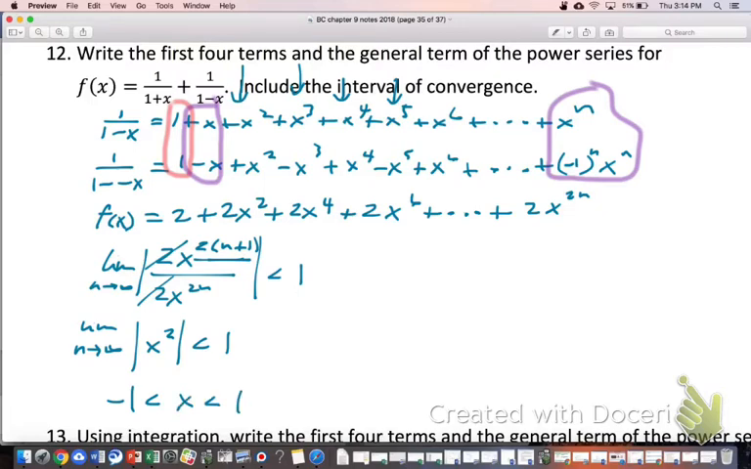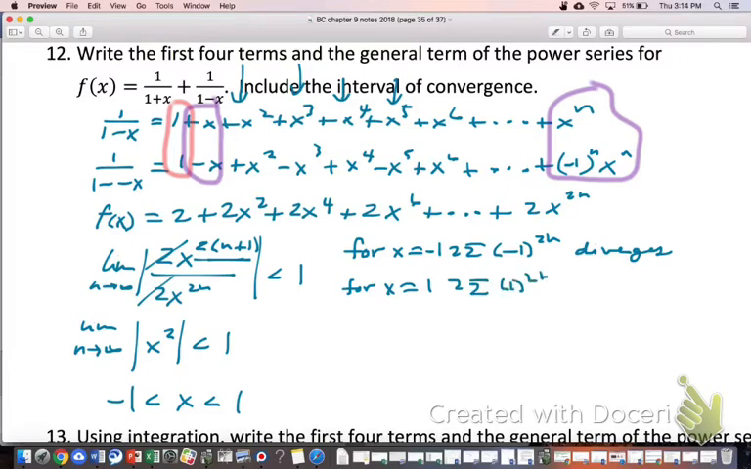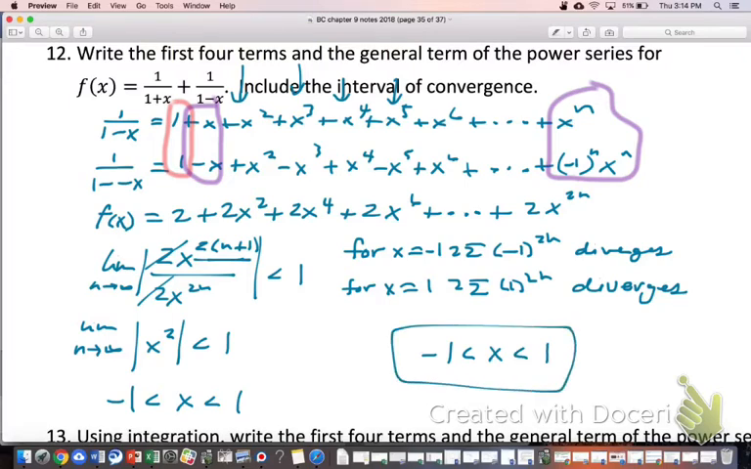Without testing the endpoints, though, let's check that out. I think we're going to get the same thing either way. So for x equals negative 1, we're going to get sigma, I'll put the 2 out here just to make it a little more clear, negative 1 to the 2n. That's just going to be 1 plus 1 plus 1, so that's going to diverge due to the nth term test. And for x equals positive 1, it's going to be 2 times sigma of 1 to the 2n. So this is going to diverge because it's basically just 1 plus 1 plus 1. So I think we'd end up with a final interval of convergence of that with open on both endpoints.